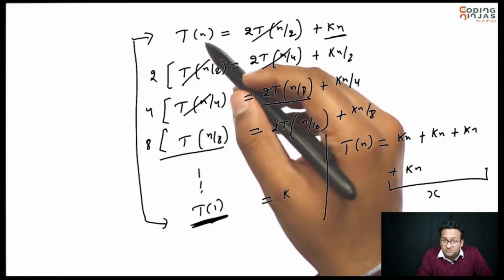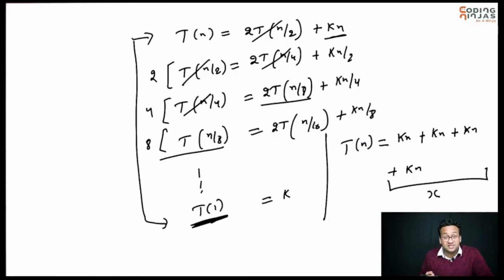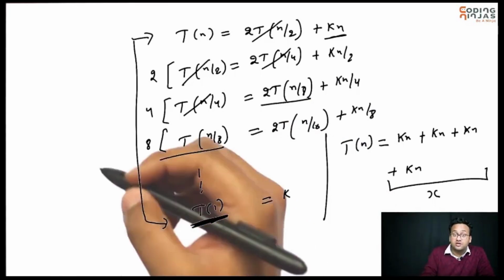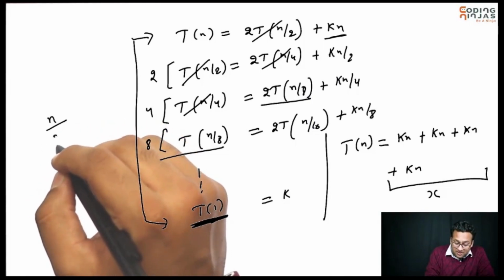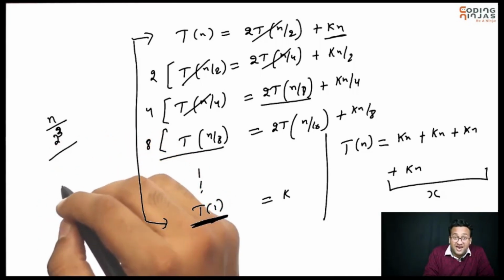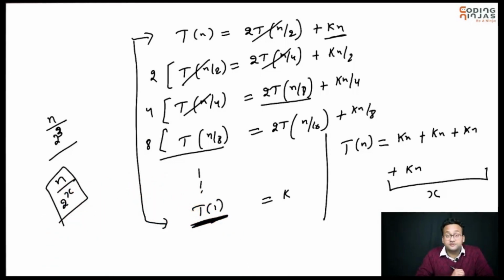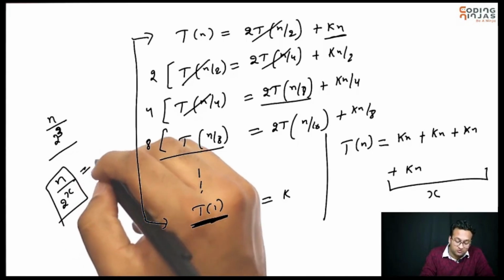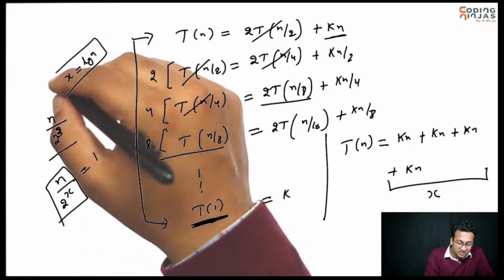So how do you get this x? You had n, then it became n by 2, then n by 4, then n by 8, then n by 16, and so on. You eventually reached 1. So if you're taking x steps, after one step n by 2, after 2 steps n by 2 square, after 3 steps n by 2 cube, after x steps you would have reached here. And this has to be equal to 1. This basically means x is equal to log n.